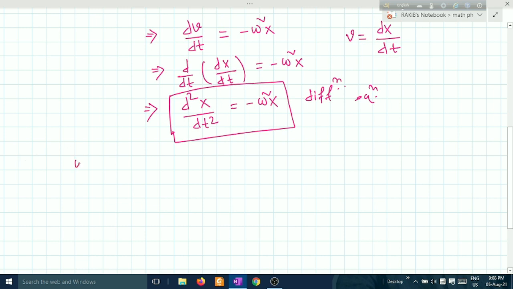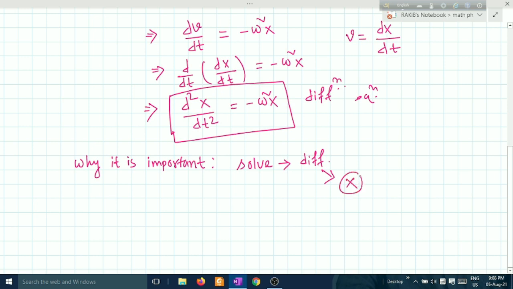Why is the differential equation important? It is important because if we solve this differential equation, we get the equation of the position. In mechanics, this equation is sometimes called the equation of motion. So the equation of motion in mechanics is a differential equation.